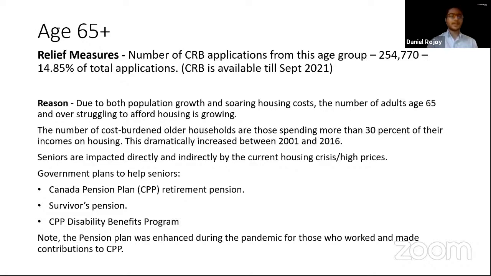Okay, next is the group 65 plus. Government had plans to help seniors in this age group, and those are the Canada Pension Plan, the Survivors Pension, and the CPP Disability Benefits Program. And it's interesting to note that the pension plan was enhanced during the pandemic for those who made contributions to CPP.